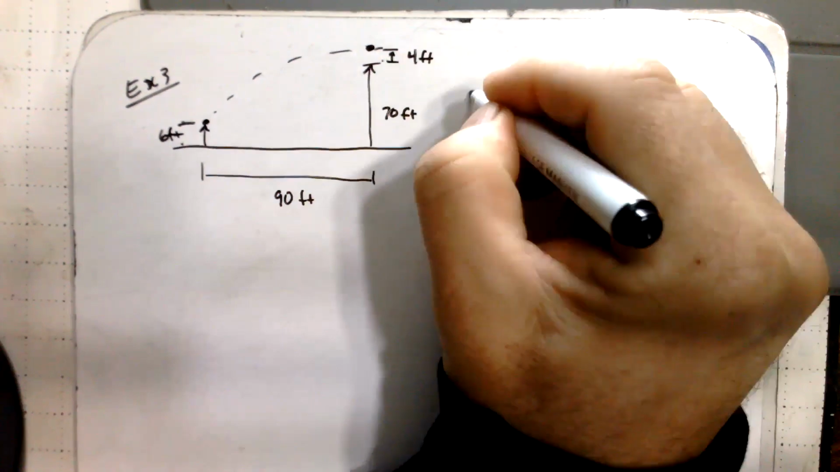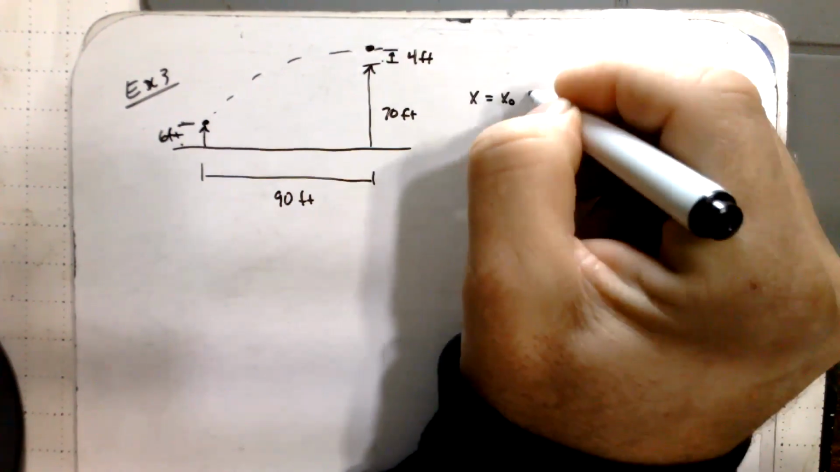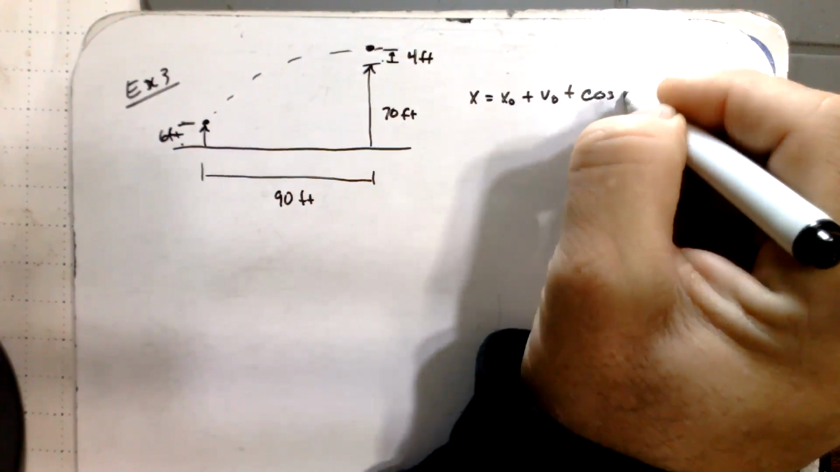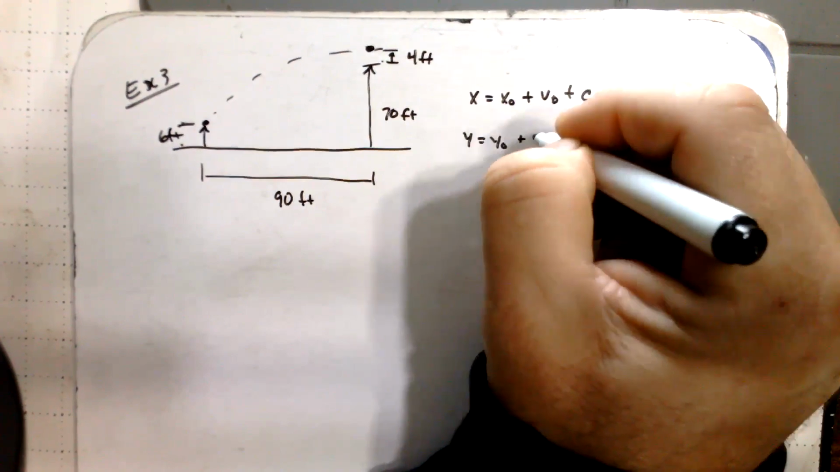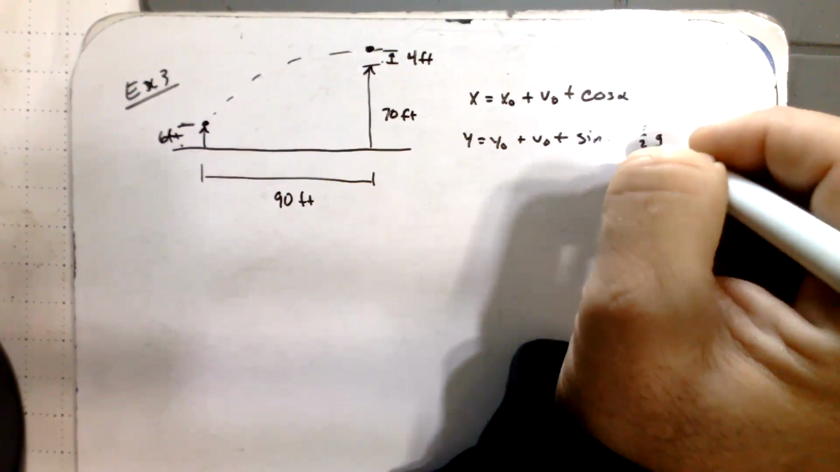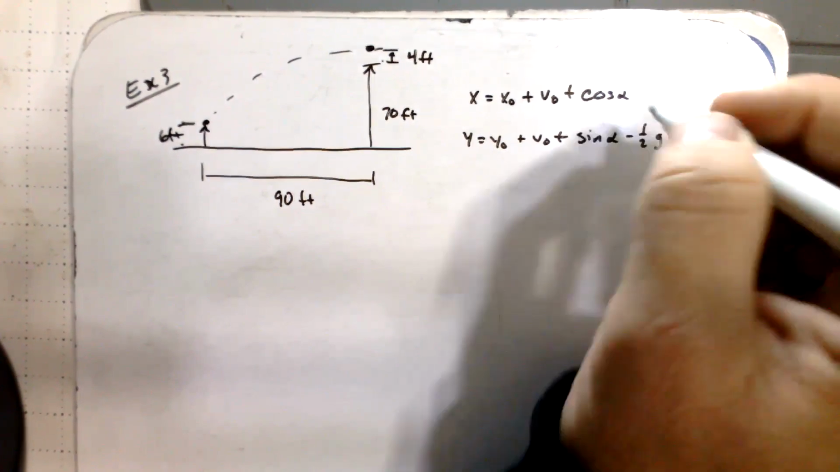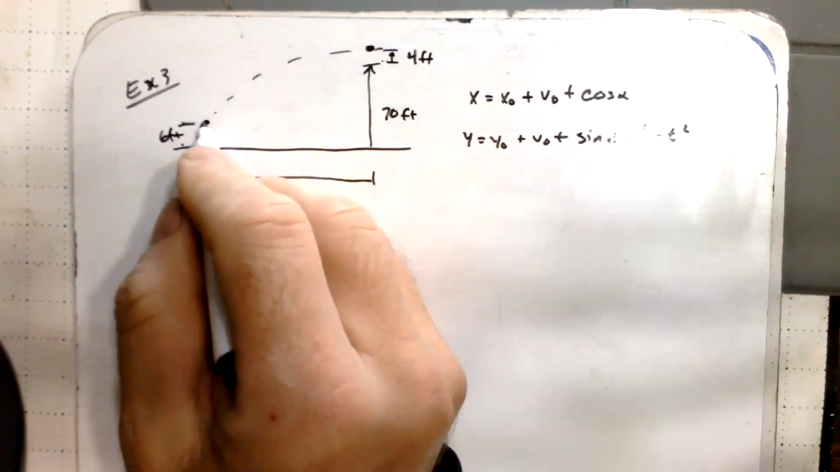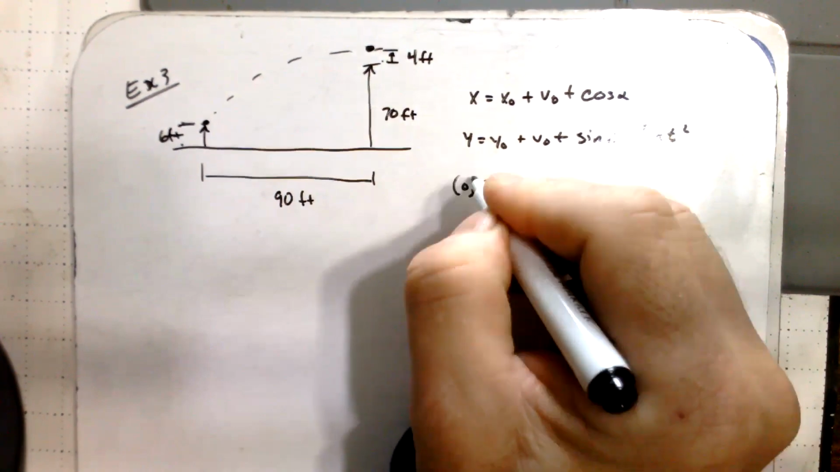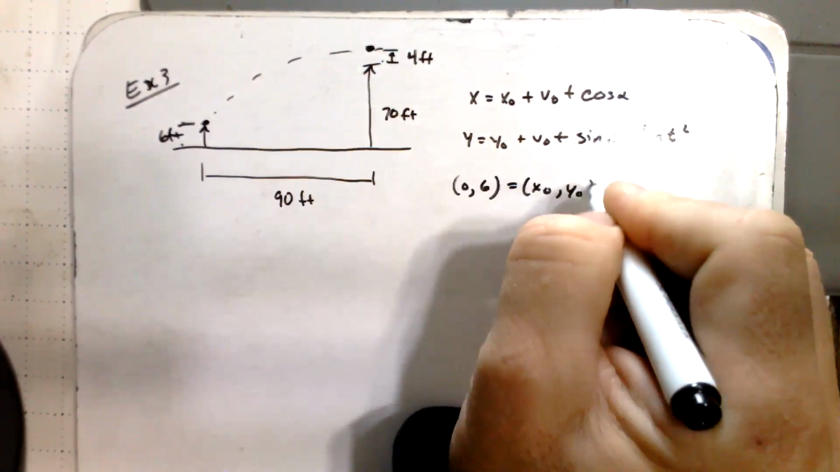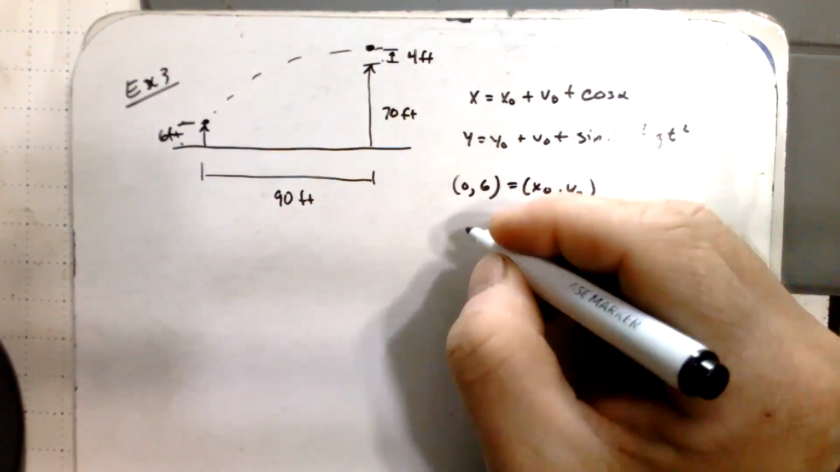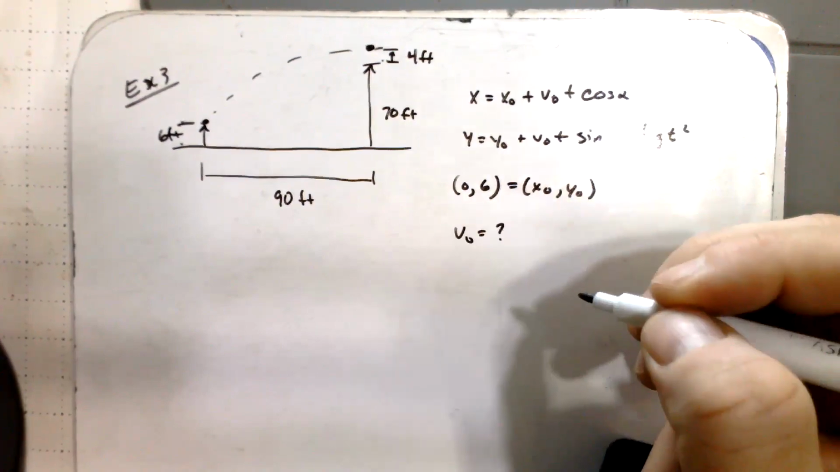All right, so we know x is equal to x naught plus V naught t cosine alpha, and then y is equal to y naught plus V naught t sine alpha minus 1/2 g t squared. Here we know from our initial point that our origin will be at 0, 6. So that's x naught and y naught. And what else? V naught, we do not know.